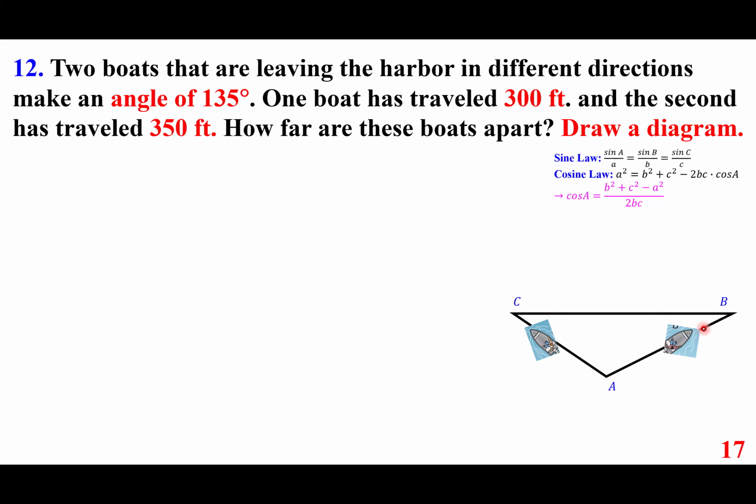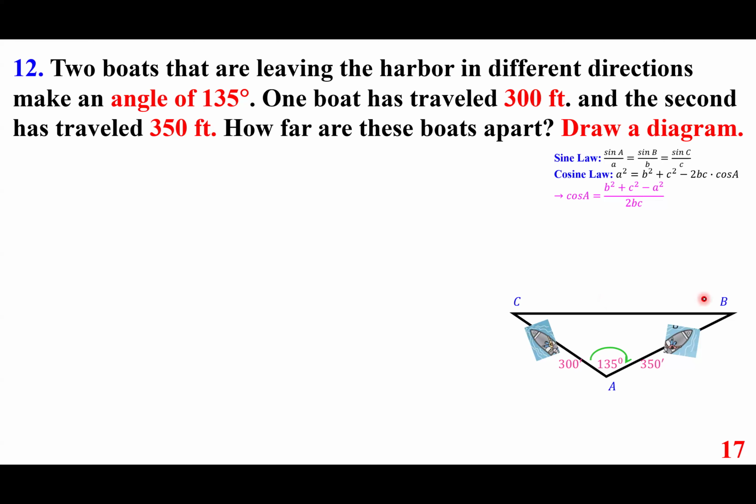We call the corners A, B, C the vertices. This angle between the two is what? 135 degrees. One has traveled 300 feet, one has traveled 350 feet. Which one? Doesn't matter. One of them is 300, one of them is 350. However, this seems to be smaller, so this must be 300. This is larger, so this must be 350. So how far are these boats apart?